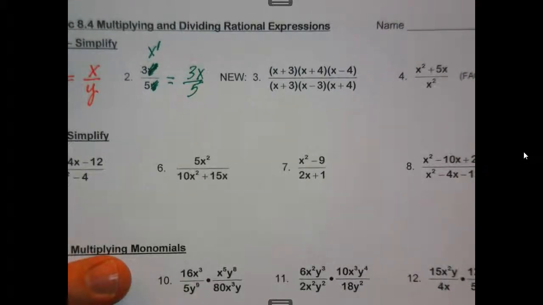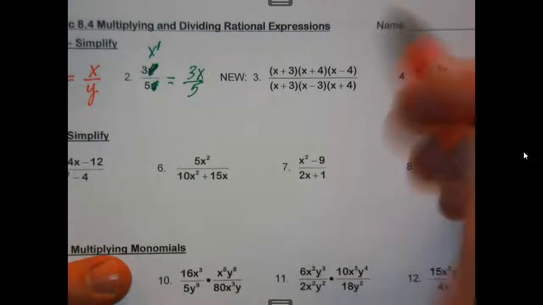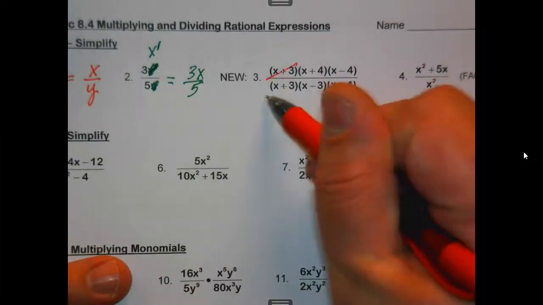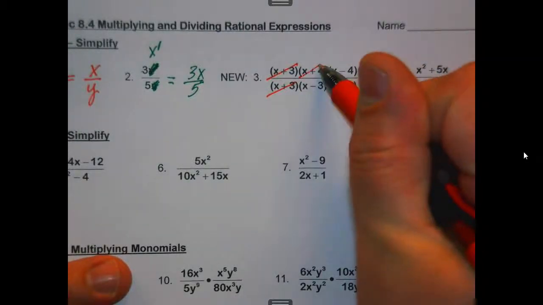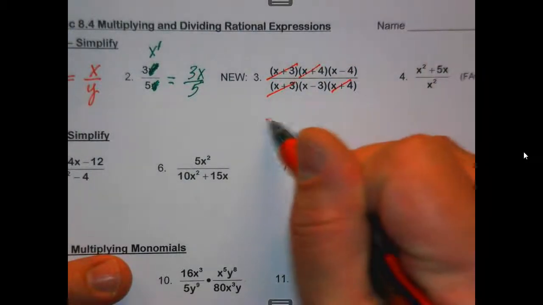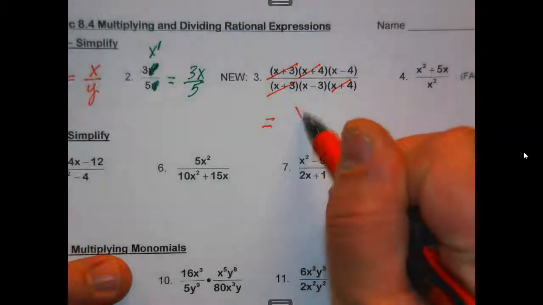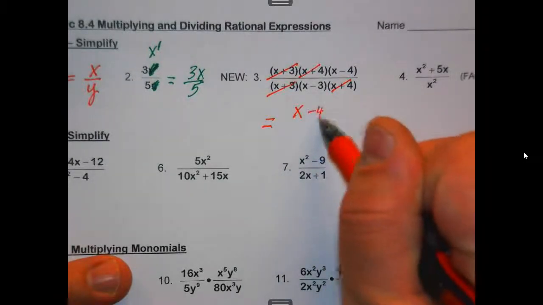Okay. Now, number 3, what can I cancel out from top to bottom? The quantity x plus 3. Well, we can, and I'm going to show you how to do that a little later. The quantity is x plus 4. What am I left with? Right.